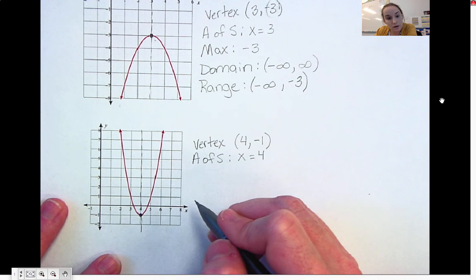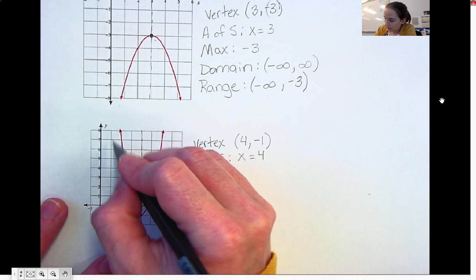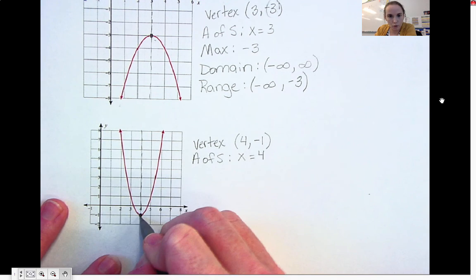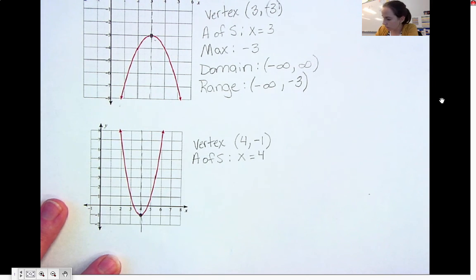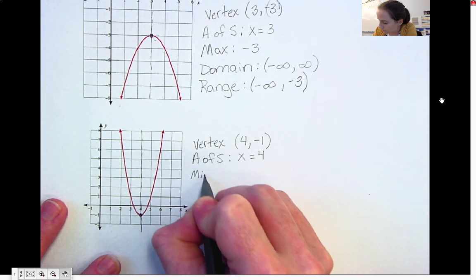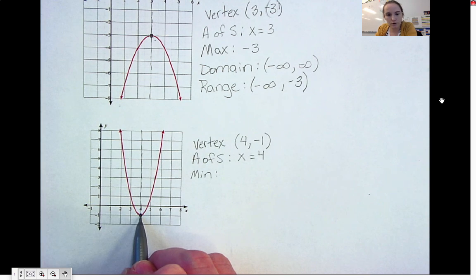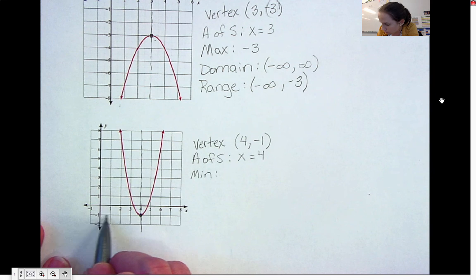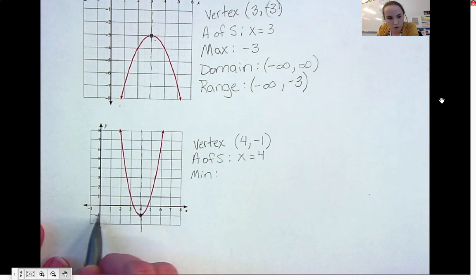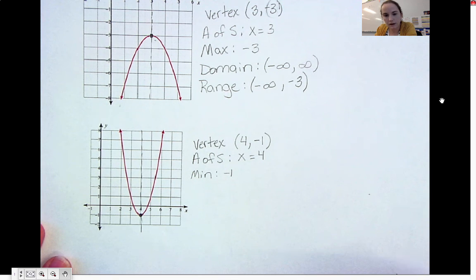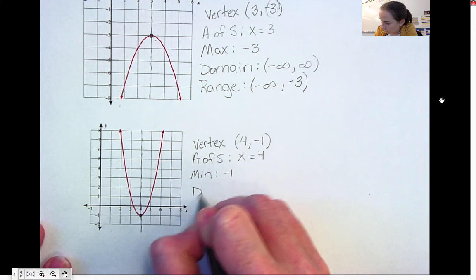Does this one have a minimum or a maximum? Hope you say minimum, because look, there's a lowest point. Low, minimum, lower. Minimum. And the minimum value, remember, is the y value of the vertex, or you can just look at the lowest point here, and what y value is it? -1.